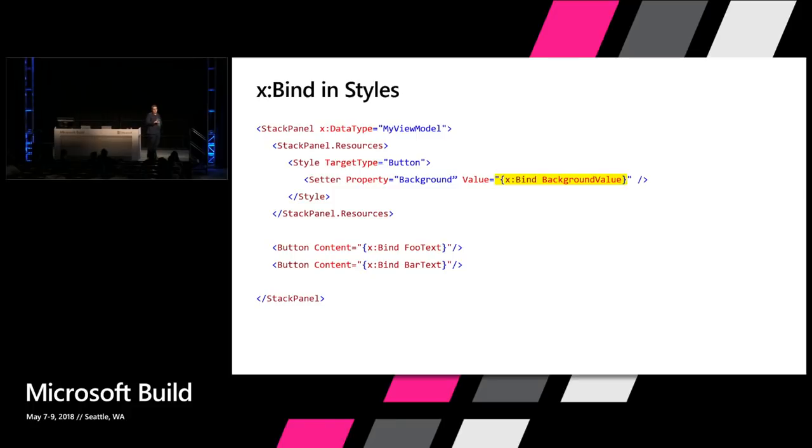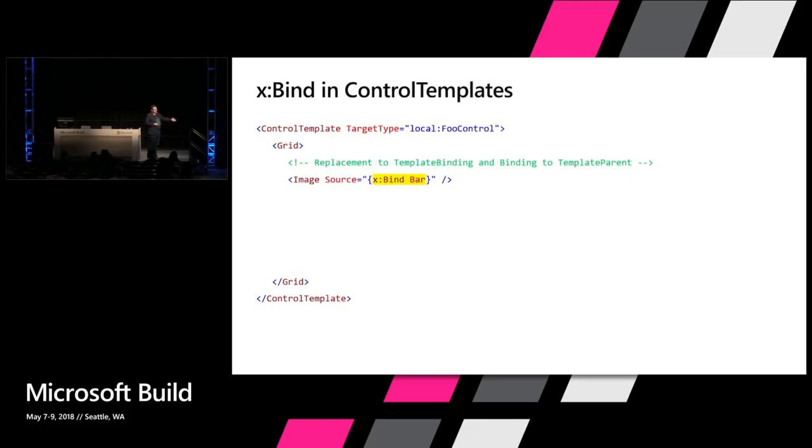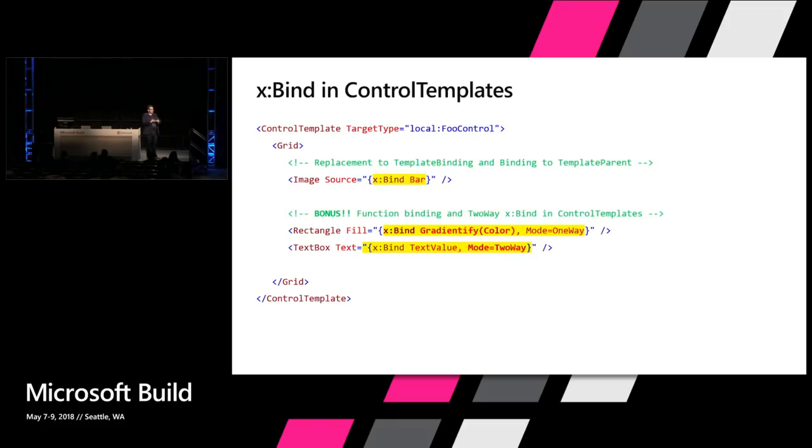One of the places we've been trying to invest in is improving binding for you, and we really want to make XBind a great solution for all your binding needs and flesh out the full set of scenarios that people want binding to work for. XBind now works in styles, so I think you guys will like that. XBind works in ControlTemplates, and one of the cool things about that is now you can take the benefits of XBind and use it in this context. So you can now have function binding and two-way binding, for example, in ControlTemplates.